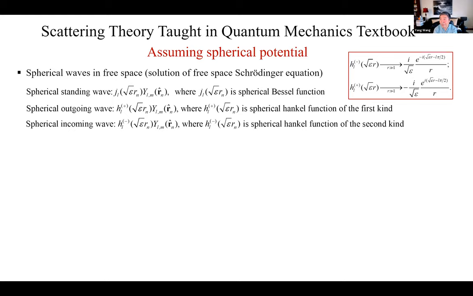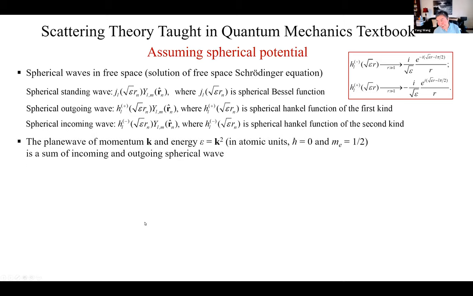You can figure out the direction of the current. For this one, by applying the current operator, you find the current going outward, so we call it the outgoing wave. If you operate the current operator on the other function, you'll find the direction of the current going inward. That's why it's called the incoming wave. That's where the names come from. They represent spherical waves traveling in different directions. This is a little heavy in mathematics, but I think that's good enough. We know all this.